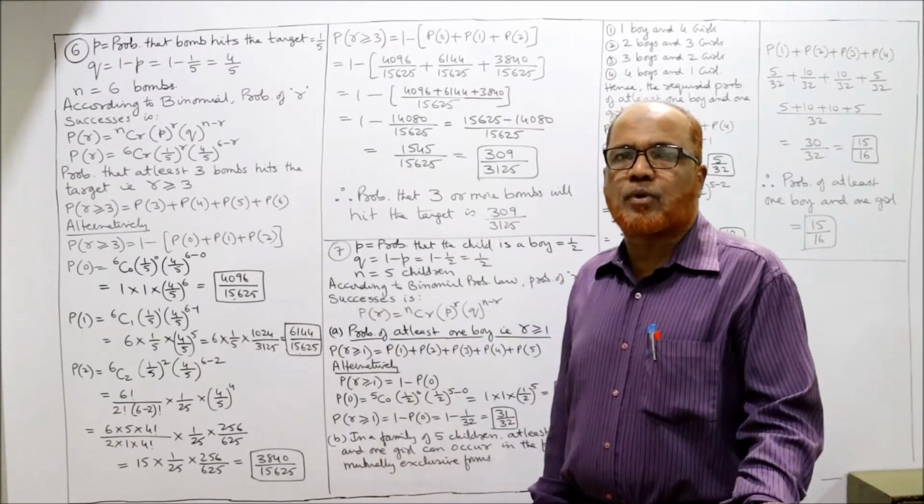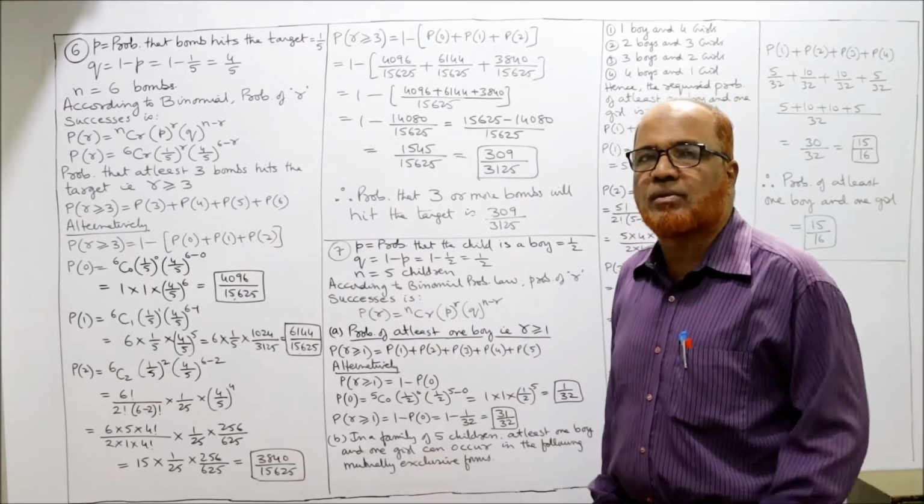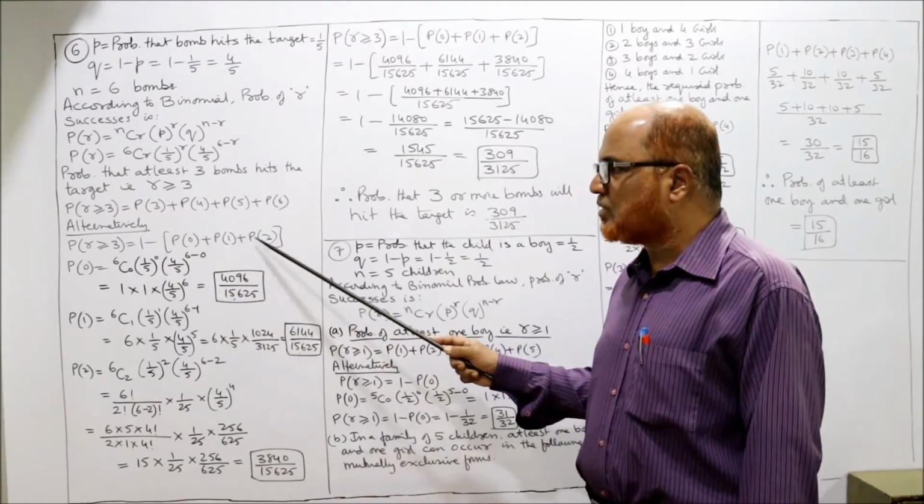We'll get the same probability. Whether you go by this method or that method, your ultimate answer will be the same. Now I'm going by the alternative method because only 3 probabilities we have to find out.